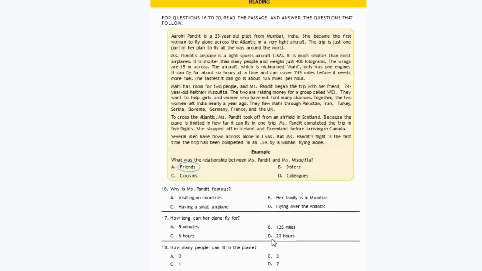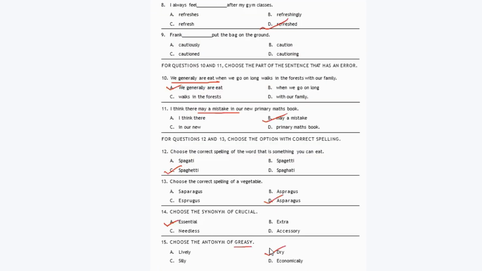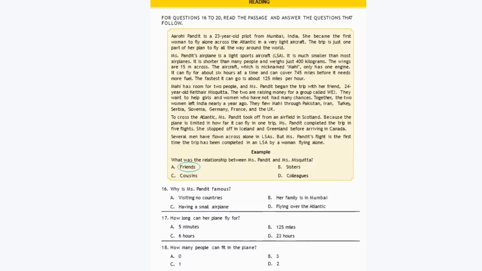Now with this, we have completed the first section. Now let's move to the next section. The second section, as I've already told you, is about reading the given passages and answering the questions. You have to read the passage very carefully and answer the questions correctly. Suppose the question is, what was the relationship between Miss Pandit and Miss Kita? They were friends. Option A is your correct answer.